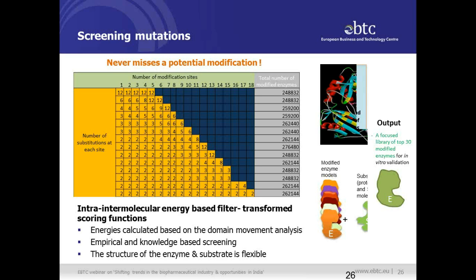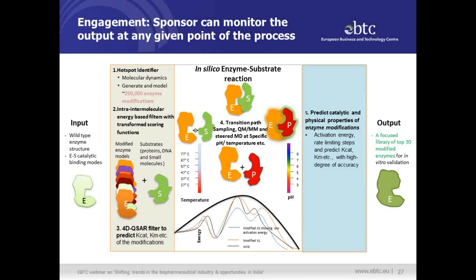Now, just a quick glance of how we go about doing this: we get the wild type enzyme structure, and that is the input for the whole process of this framework. And we would also require the enzyme substrate catalytic binding mode. The reason we need this catalytic binding mode is because we create an assay which will allow us to look at the path of the substrate entering the catalytic site. And we create the molecular dynamics and generate and model more than 200,000 enzyme modifications. And then we have the intra and intermolecular energy-based filters, which we call transform scoring functions.